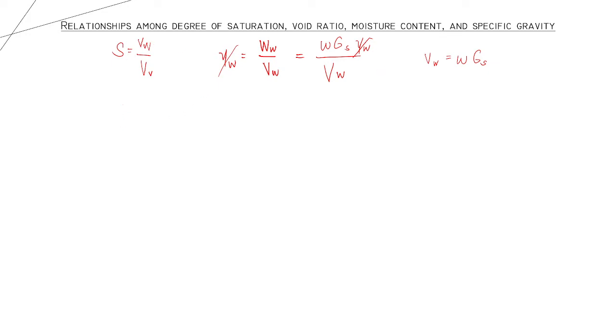So we can substitute S is equal to the moisture content times the specific gravity all over the volume of water, which is equal to volume of voids, which is numerically equal to e. So this is very easy to memorize because we can write this as this one, and this is read as Gw equals Se. So this is a bit of a mnemonic device.